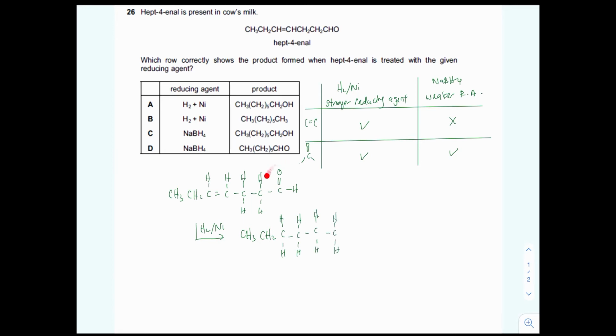Now, this is an aldehyde. The aldehyde can be reduced by this strong reducing agent to become the primary alcohol. So what you need to add is just an H over here and another H over here at this carbon. So you will get C, OH, H, and H.